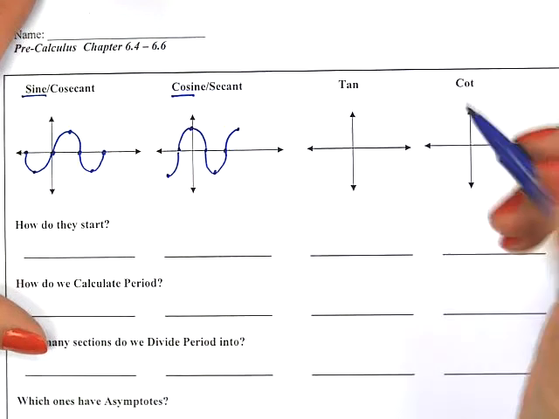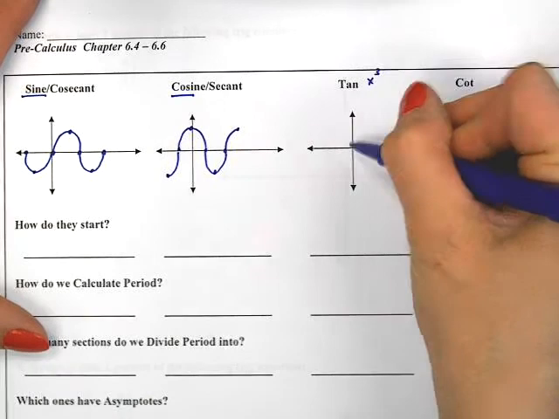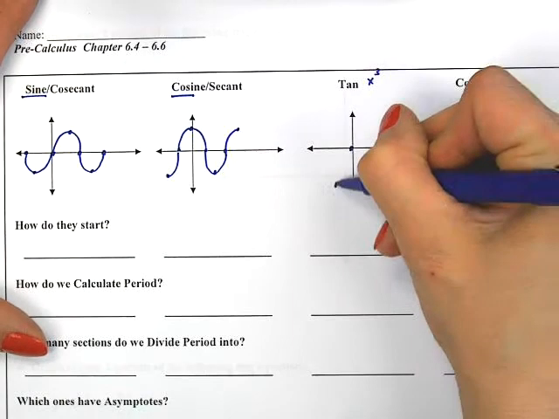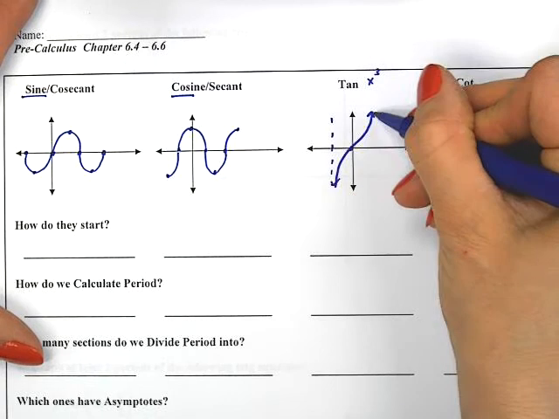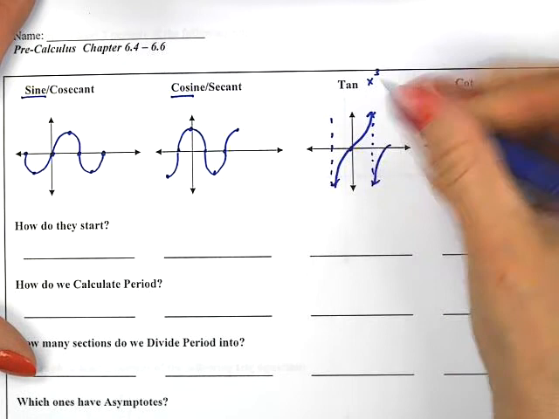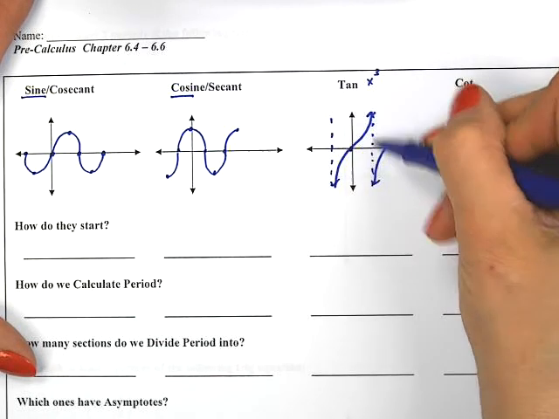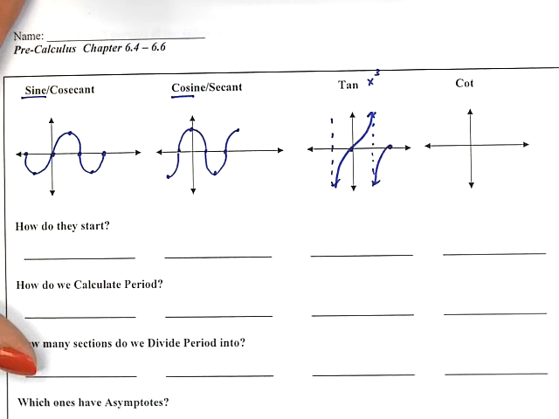Tangent, okay, you have to know how these things start, always reminded me of x cubed. So it has a point on the origin, goes up, up, up, and away like this. Okay, it's got some asymptotes, and then it is periodic, so it continues up, up, up, and away. And it goes point, asymptote, point, asymptote, and it continues that pattern.